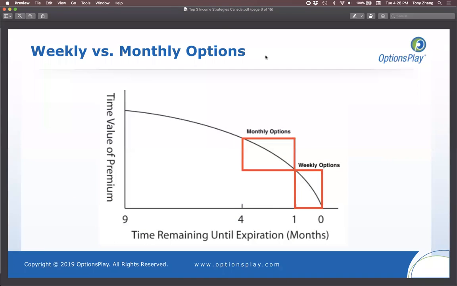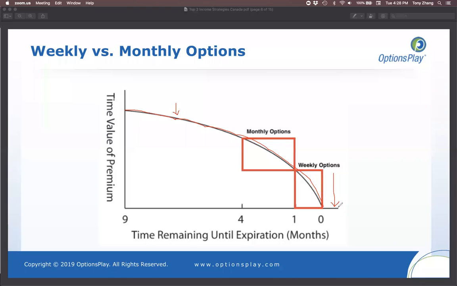Now, before I jump into each individual strategy, the one thing that is fairly consistent across all three strategies is the fact that weekly options provide slightly better risk-to-reward ratios and income levels versus longer dated monthly options. And the reason for it is because of the time decay curve. So what I have here on my chart is the fact that the premium of an option will erode as it approaches expiration, and the rate at which it erodes actually accelerates as you get closer and closer to expiration. So when you're further out, you get a much slower acceleration. When you're closer to expiration, you get a much faster acceleration.